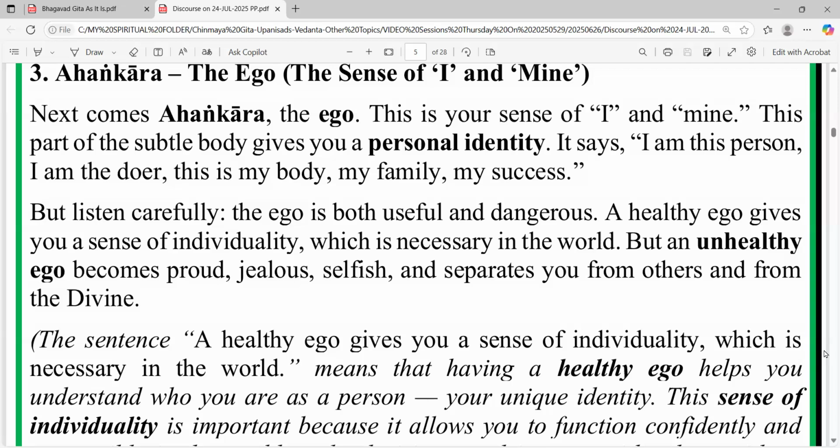But listen carefully, the ego is both useful and dangerous. A healthy ego gives you a sense of individuality, which is necessary in the world. But an unhealthy ego becomes proud, jealous, selfish, and separates you from others and from the divine.